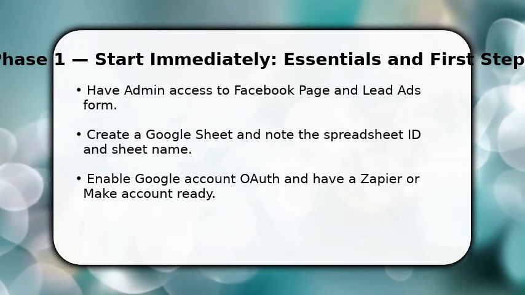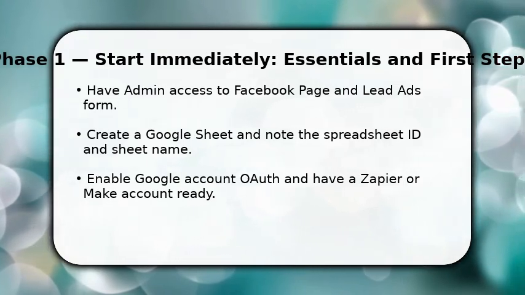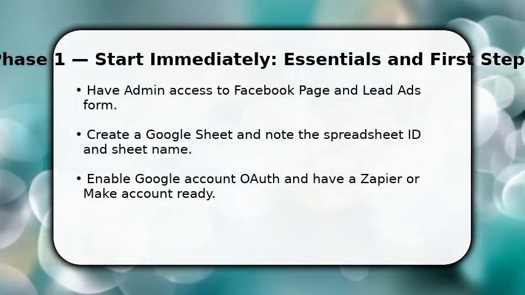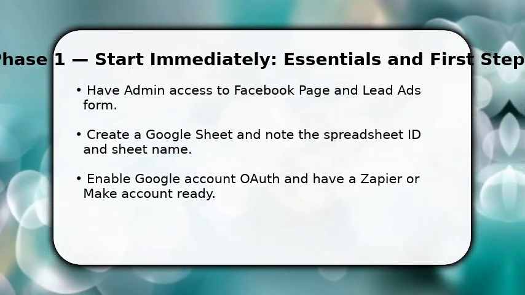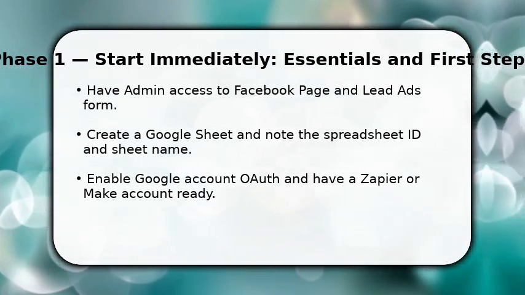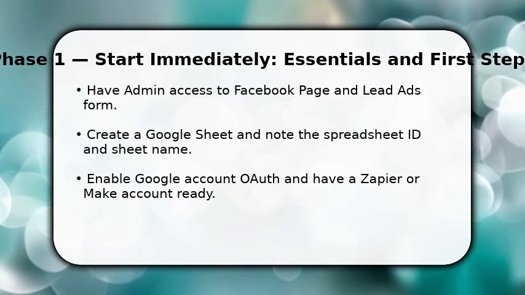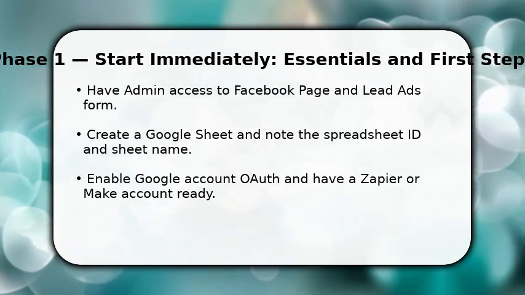You start by confirming permissions. You need page admin rights and the specific lead ads form selected. Once confirmed, open a new Google Sheet and copy the spreadsheet ID from the URL. It identifies where leads will land.